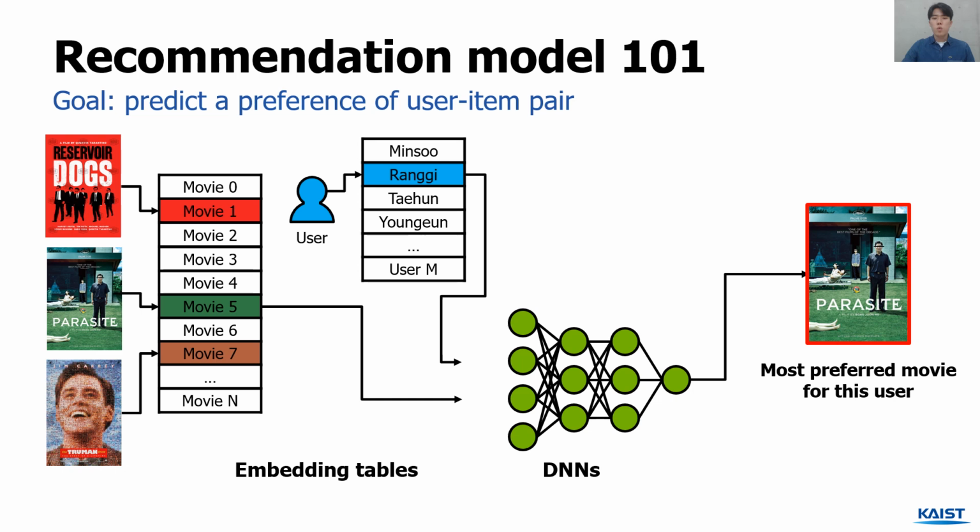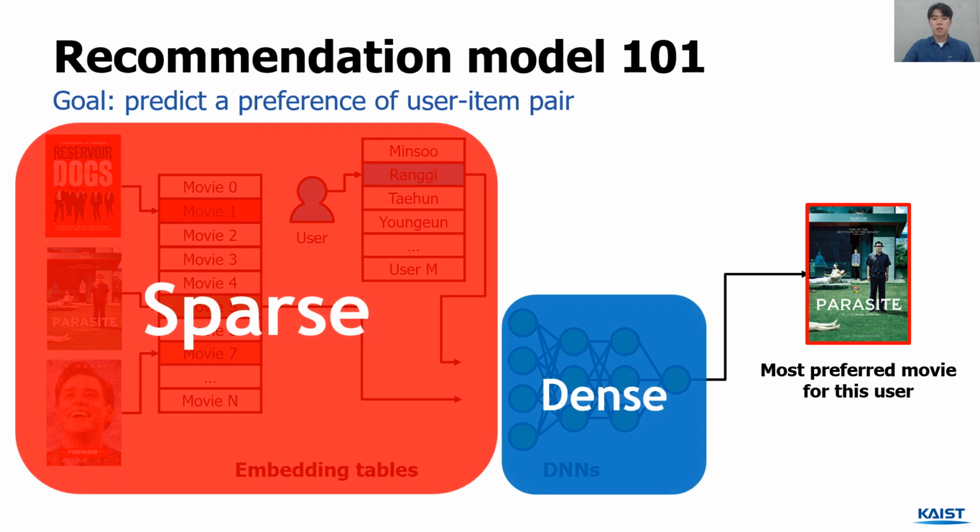A key reason why we believe MCMs are a great fit for recommendation models is that the algorithm combines a heterogeneous mix of sparse and dense layers. In particular, the sparse embedding layers are closely tied with the CPU architecture because the memory capacity constraint of embedding tables mandates the embedding layers to be conducted over the CPU memory.